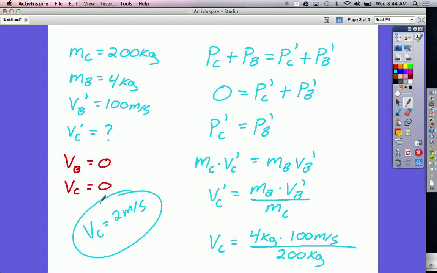So if the cannonball's velocity is positive, if we say this is a positive 100 meters per second, then this would be a negative 2 meters per second because it's in the other direction to conserve momentum.